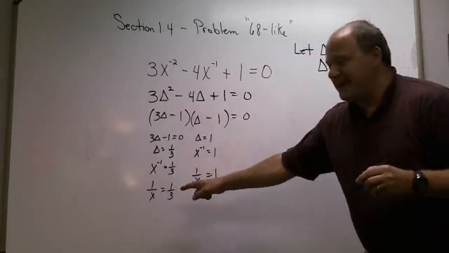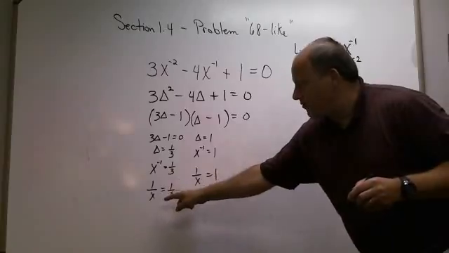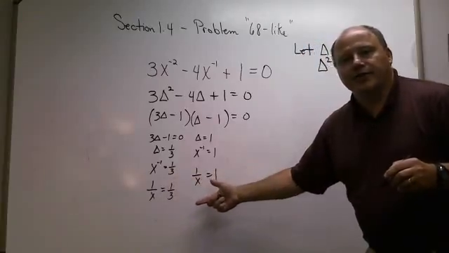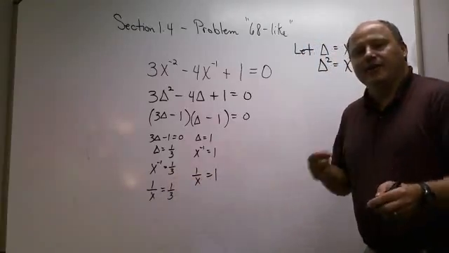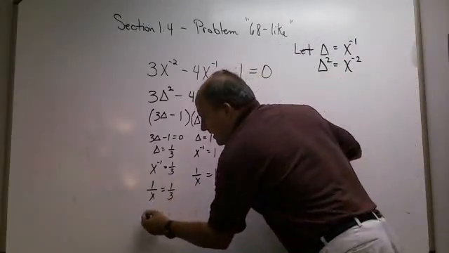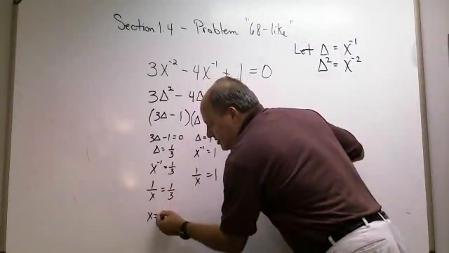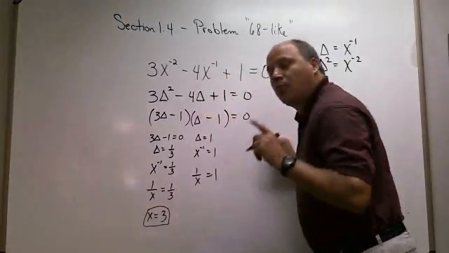And this one's kind of by inspection. You can pretty much figure out what that one is. 1 over x equals 1 over 3. So it's obviously 3. But if you don't see that, you can cross multiply. X times 1 is x. 1 times 3 is 3. So x is 3. One answer.